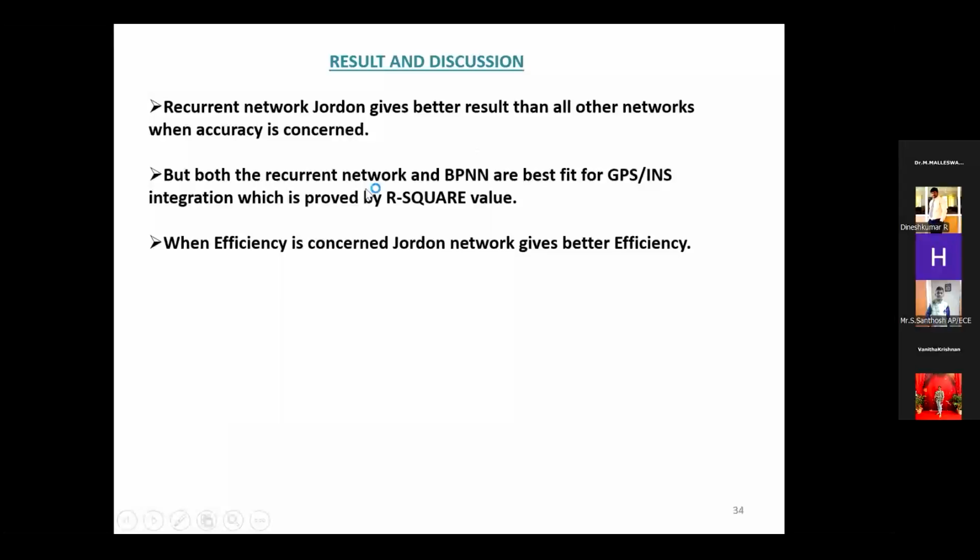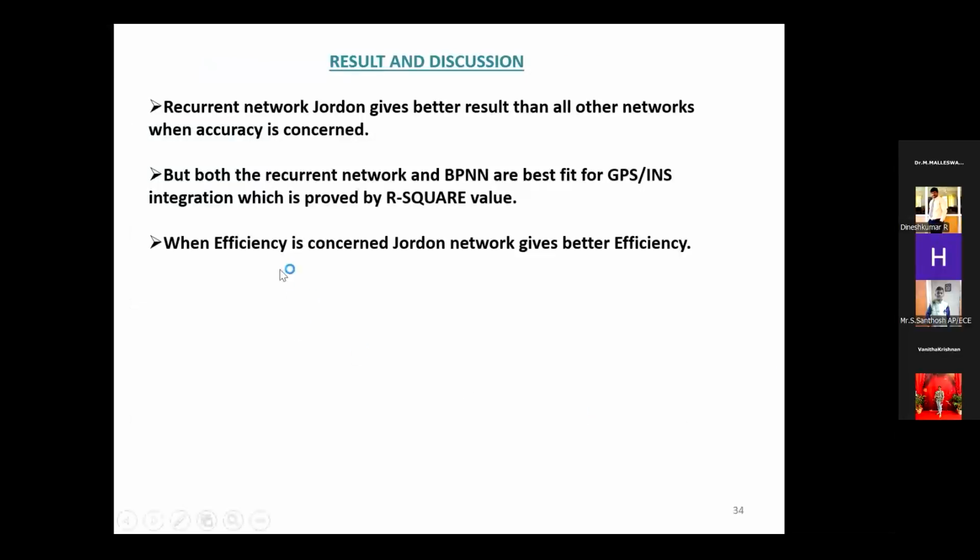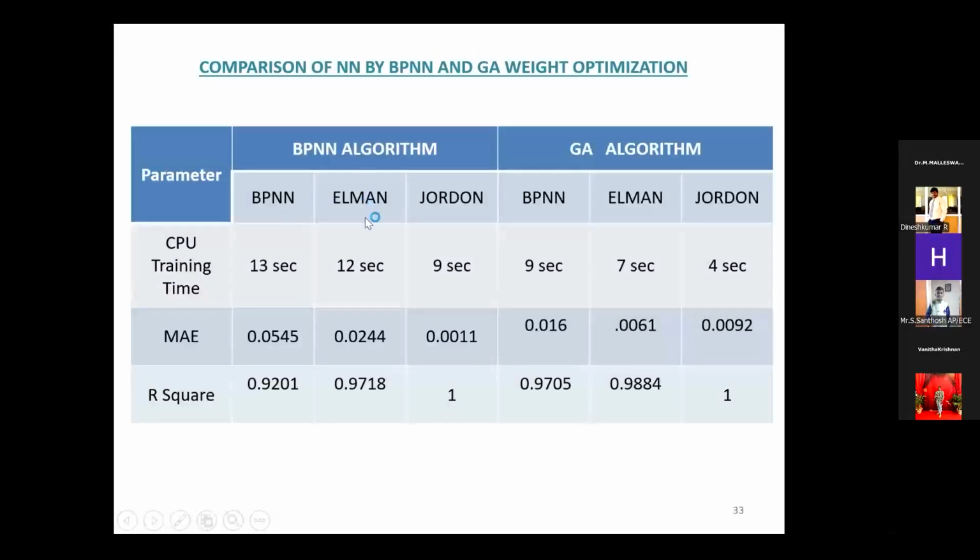But both the recurrent networks, Elman and Jordan, and PPN are best fit for GPS INS integration, which is proved by the R square value. The R square value shows that Jordan is better, and even Elman and PPN are coming closer to 1, so that shows it's giving better fitting values. When efficiency is concerned, Jordan networks give better efficiency compared to Elman and PPN, because in the mean absolute error, it gives a very low value for Jordan. So it has a better efficiency value compared to the other architectures, Elman and PPN.